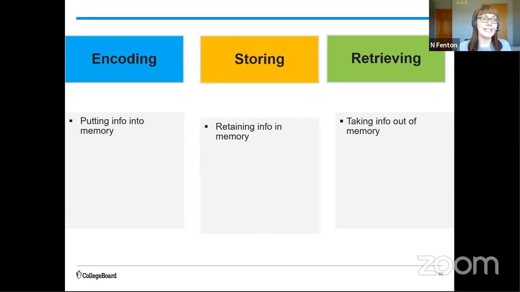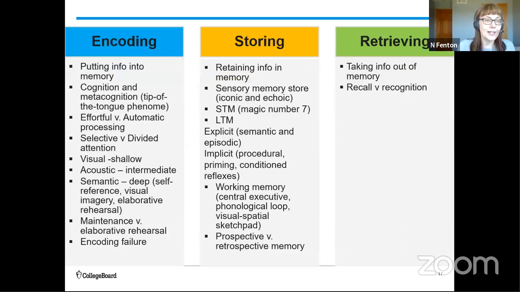So memory, again, is cognition involving encoding, storing, and retrieving of information that leads to persistent learning over time. So yesterday, we kind of filled in a bunch of things that fit under encoding and storing. And some of these concepts can go in more than one place too.